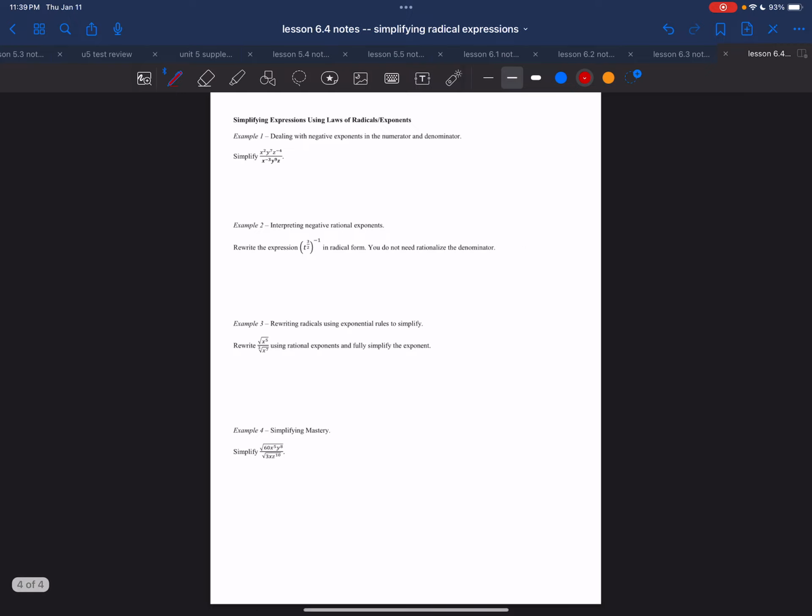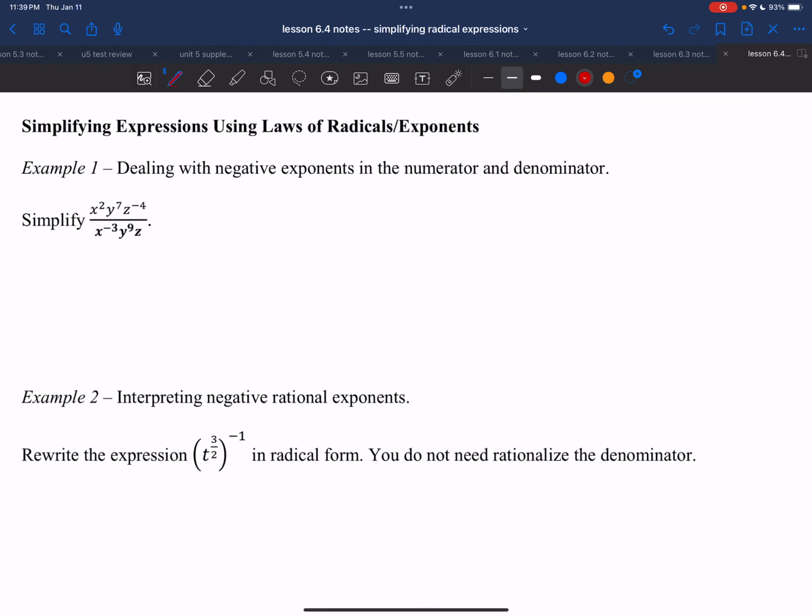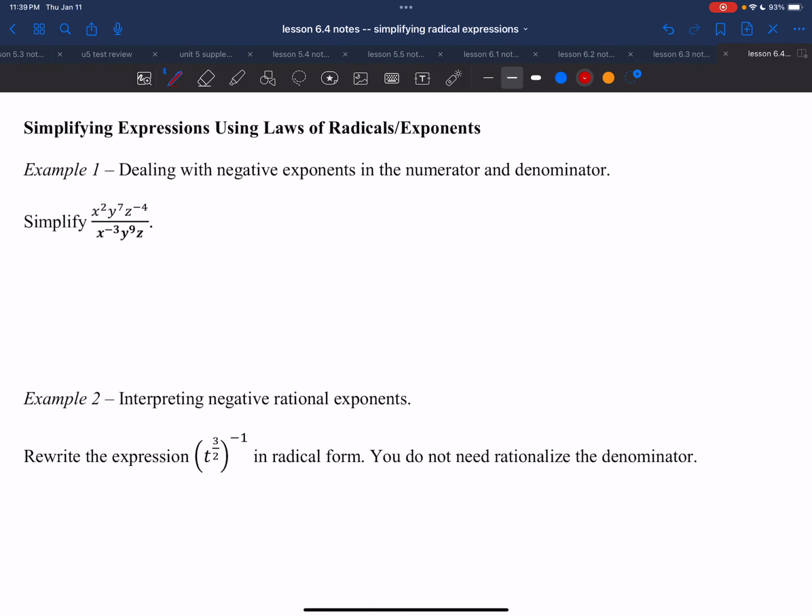I do. Okay. Last few examples. So simplifying expressions using laws of radicals and exponents. So you're going to need this for the homework. So I hope that I get through this during class, that we have enough time, because I think it's been an hour and 10 minutes. Class is 90 minutes. And so, I mean, I guess it'll work. Just didn't leave a lot of time for anything.